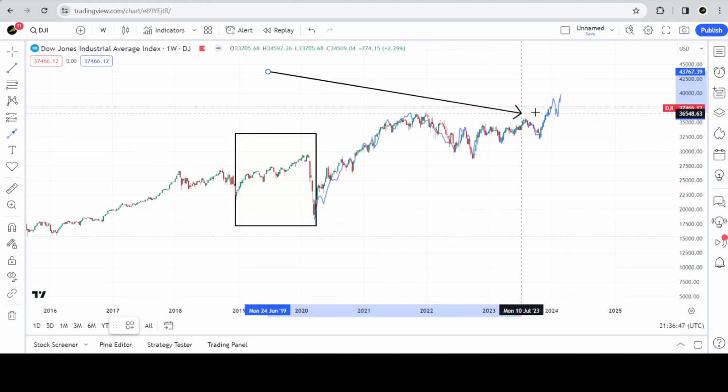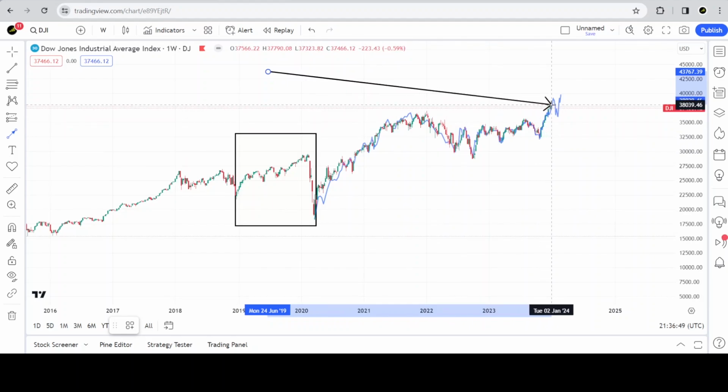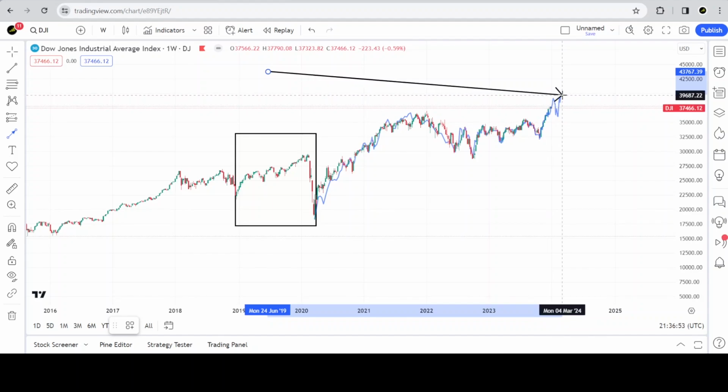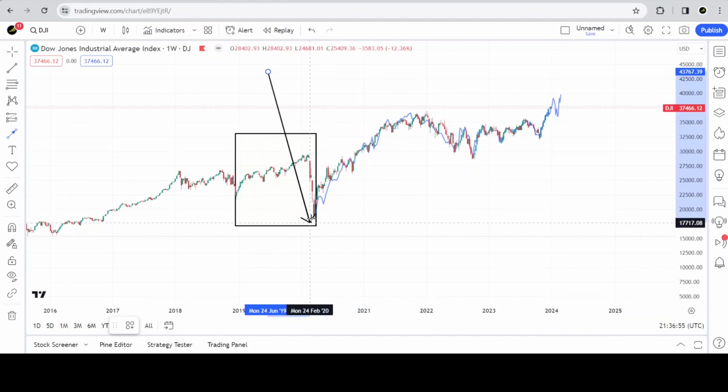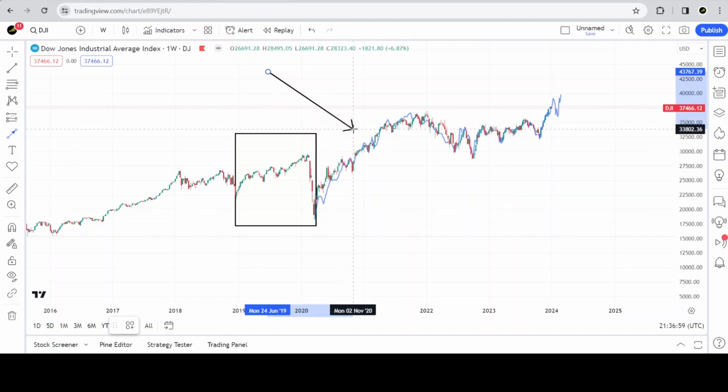As you can see, we are getting near the peak. Now, eventually, if this continues to follow, we're going to reach the peak, and we should expect something similar to this. But this is not the only fractal that is at play here on the Dow Jones. There is a much larger structure at play, and I'm going to show you that.